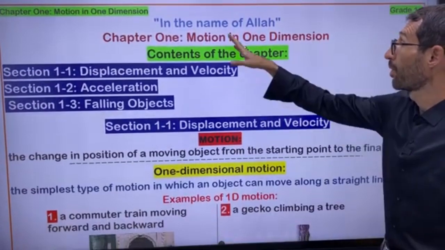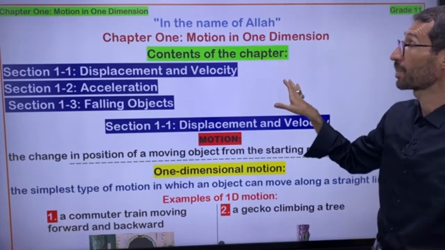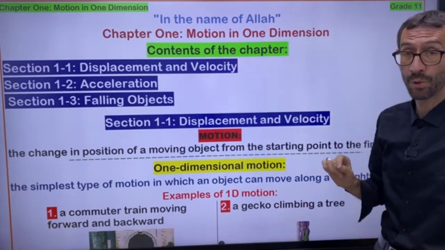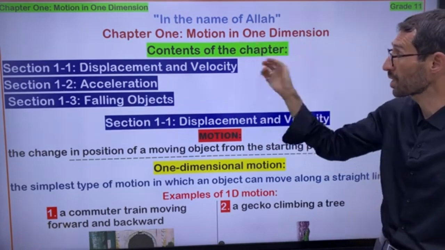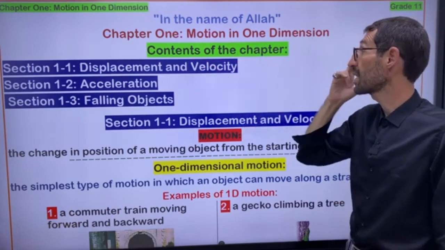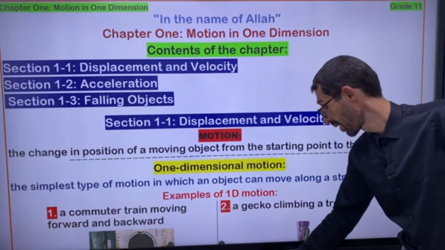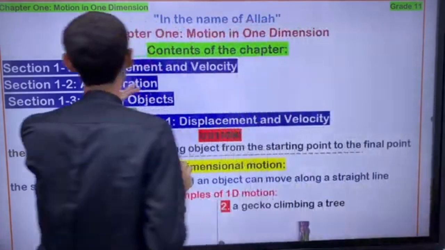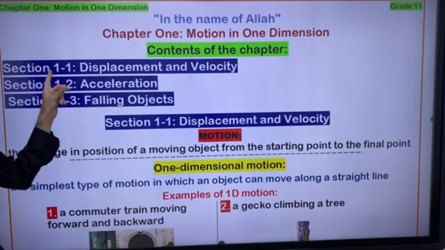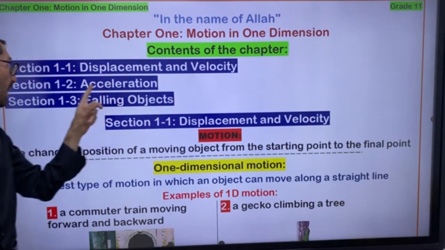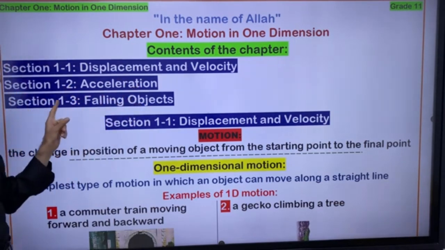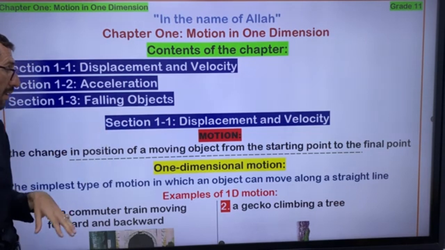By the name of Allah, we start chapter 1. The title of chapter 1 is Motion in One Dimension, and it doesn't matter how you pronounce it. This chapter involves three sections. Section 1.1 is displacement and velocity. Section 1.2 is acceleration. And section 1.3 is about falling objects.